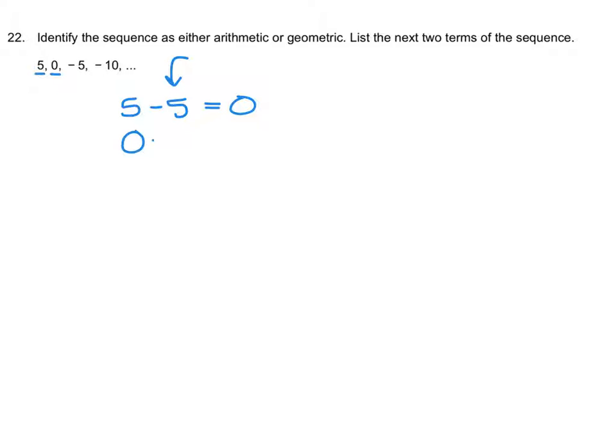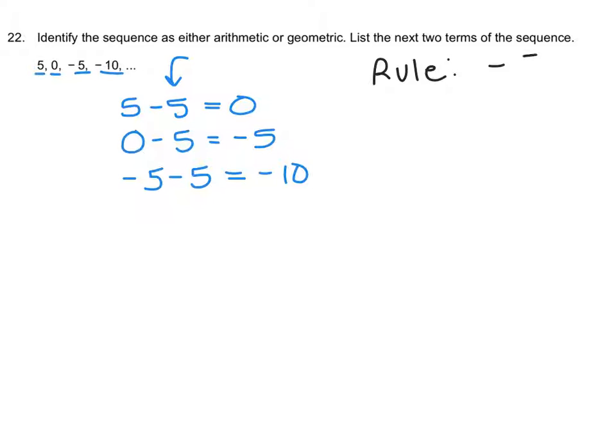So I'll take 0 and minus 5, and I get a negative 5. That does check out. I get my third term. And I'll do that again. I have a negative 5 minus 5, which is a negative 10. And that also checks out. So my rule is that I am subtracting 5. Since I'm adding or subtracting a constant to a previous term to get the next term, that means I have an arithmetic sequence.